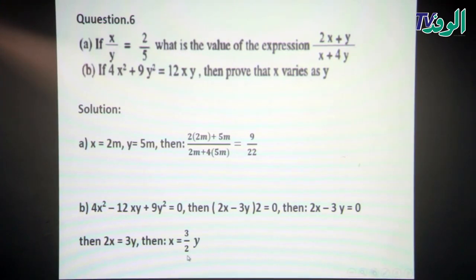Move 3y to the other side, so we have 2x equals 3y. Then x equals 3/2 y, which means a constant times y. Now we have proved that x varies as y.